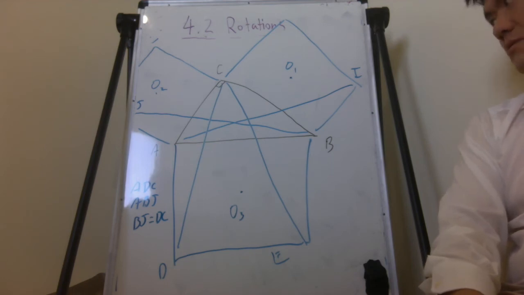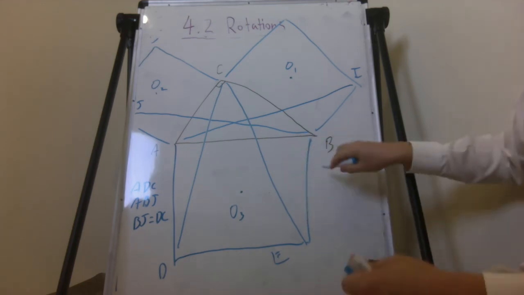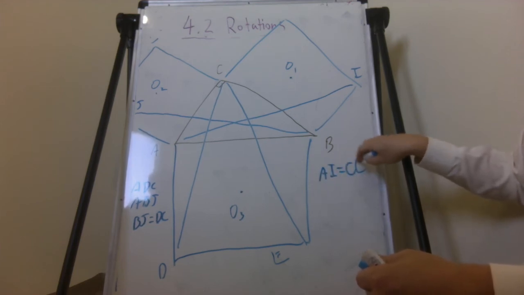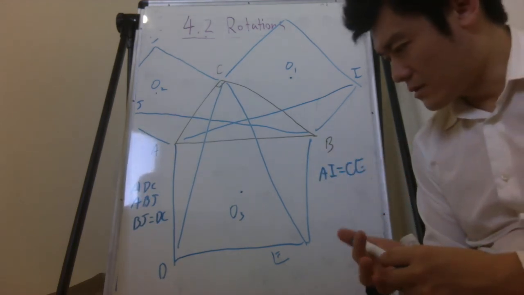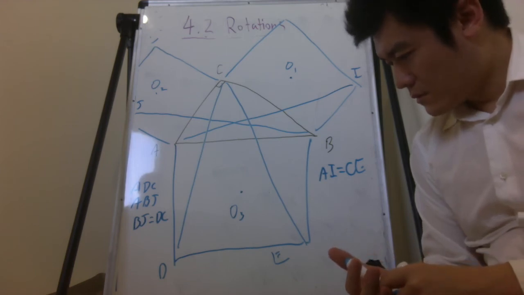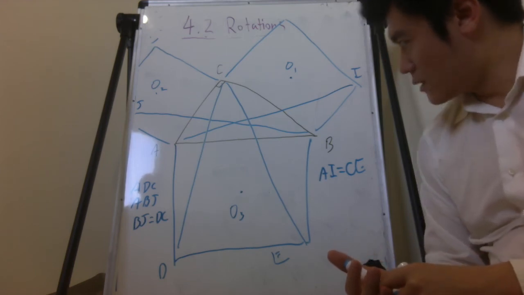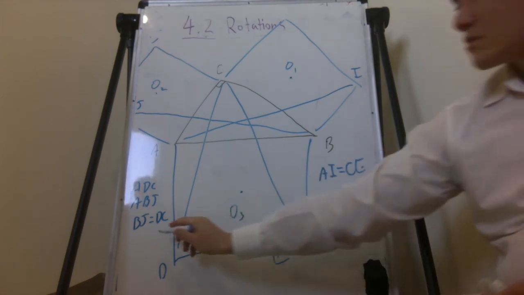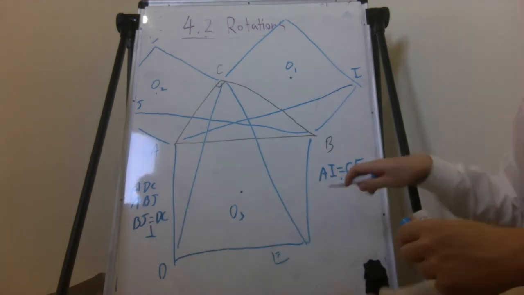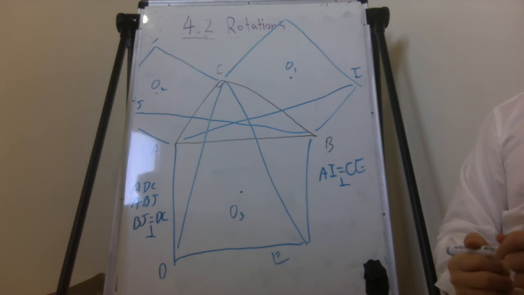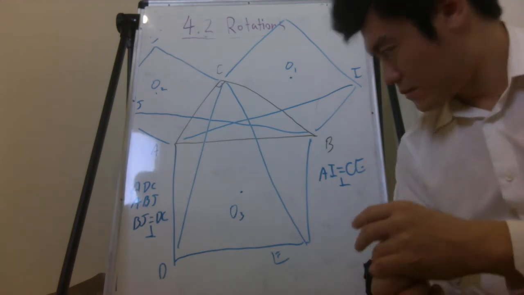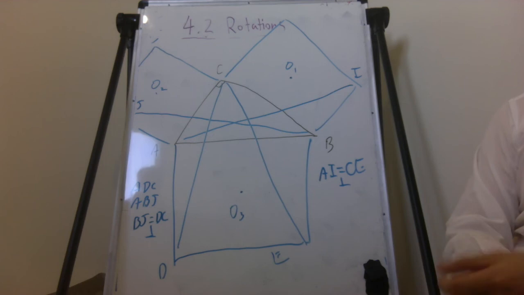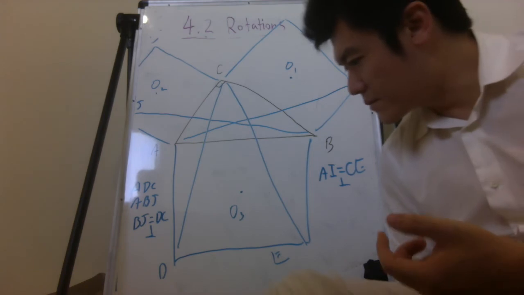AI equals CE. Yeah, because we're doing it on the other one? AI equals CE, yeah? Excellent. Oh, not only are they equal, they're perpendicular. Oh, actually, it's a proof of Pythagoras. We can try to finish the proof off more. But yeah, well, we can keep reading.